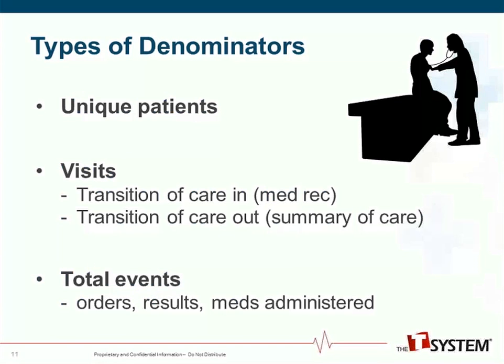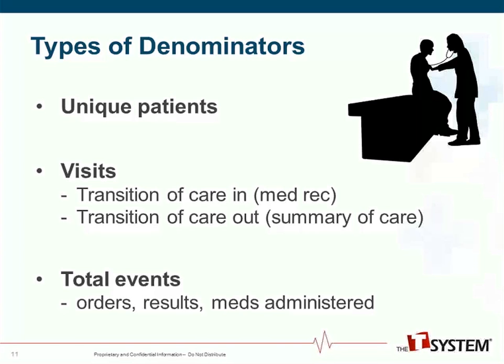So the number of unique patients in your patient population that have a smoking status documented. That's one measure for smoking status. They are looking particularly at unique patients, or MRNs. There's also the idea of visits. If you think of it, unique visits is similar to unique patients from a concept perspective. Of course, every visit is pretty much unique. The visit denominators apply to things such as med reconciliation and summary of care.